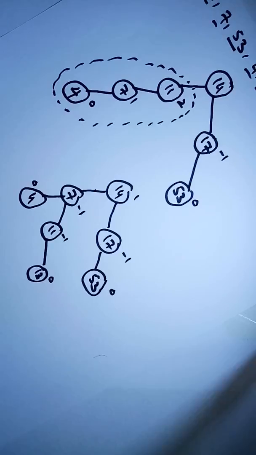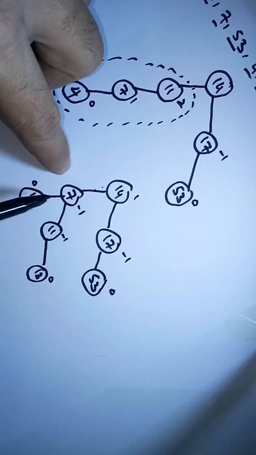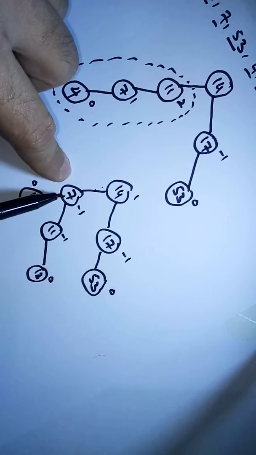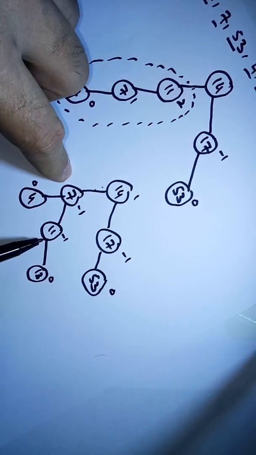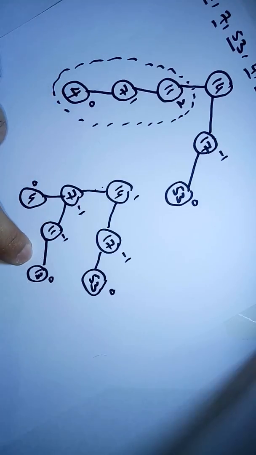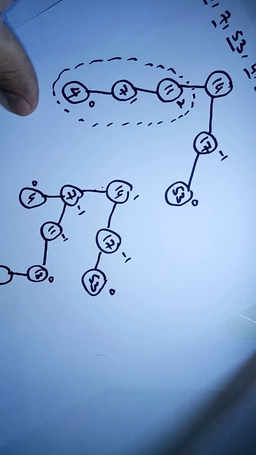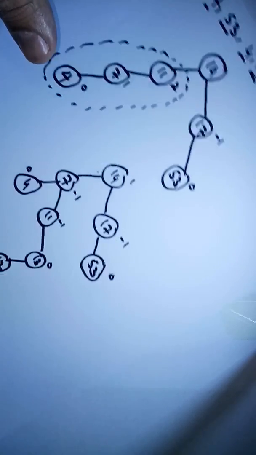Okay, let's insert 12. One more key value. Let's insert 12. So if I insert 12, so 12 is smaller than 14, it will go to the left hand side. 12 is greater than 7, it will go to the right hand side. 12 is greater than 11, it will go to the right hand side. 12 is smaller than 13, it will go to the left of 13. Right?